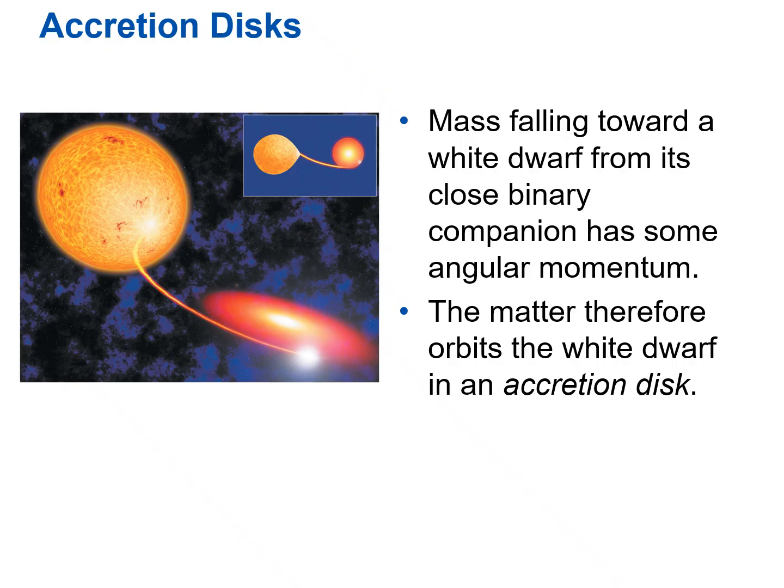Mass falling toward a white dwarf from its close binary companion has some angular momentum, and the matter therefore orbits the white dwarf in the accretion disk. And imagine water that's going down the drain in a sink. It sometimes doesn't go straight down the drain. It swirls around. It goes in a spiral. So that's the idea of an accretion disk. It's spiraling in, falling onto the white dwarf.